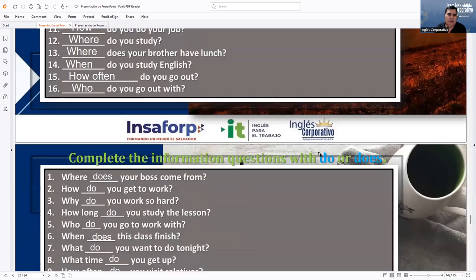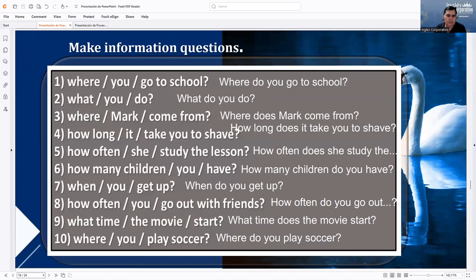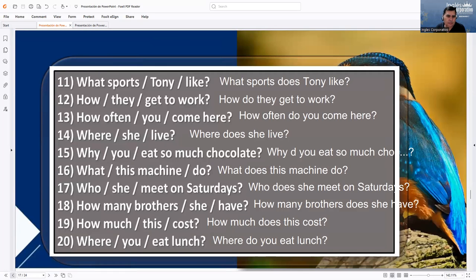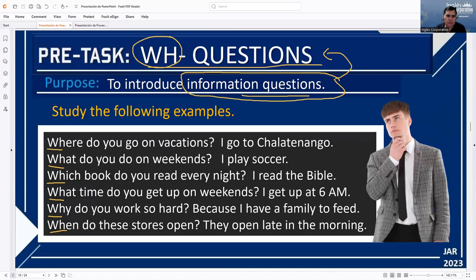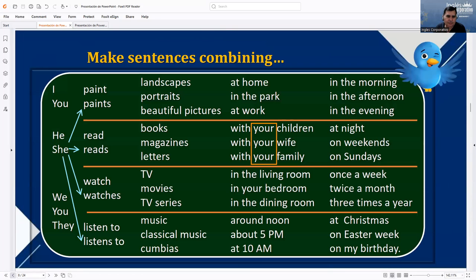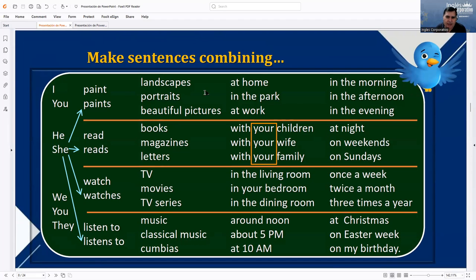Okay, that's about the exercises. Okay, how do you make sentences here? I paint landscapes. Check. I paint landscapes at home in the afternoon. You paint portraits in the park in the morning. You paint beautiful pictures at work in the evening.